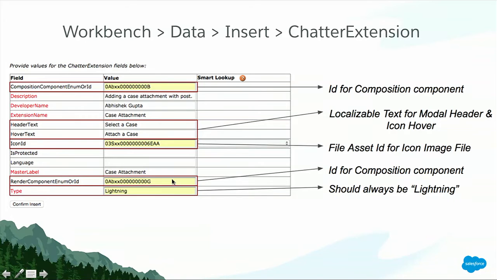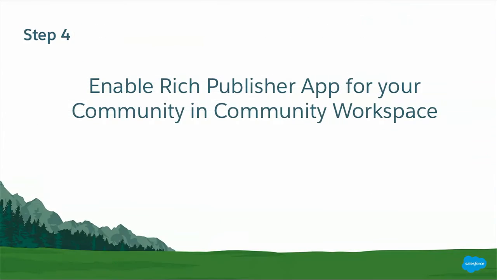After that, we have the render component, and this was the second component, which is rendered in the publisher and in the feed item. Finally, we have type. Right now, we only have Lightning type available as the type for Rich Publisher apps. Finally, step 4 and last step is basically enabling Rich Publisher apps in your community workspace.